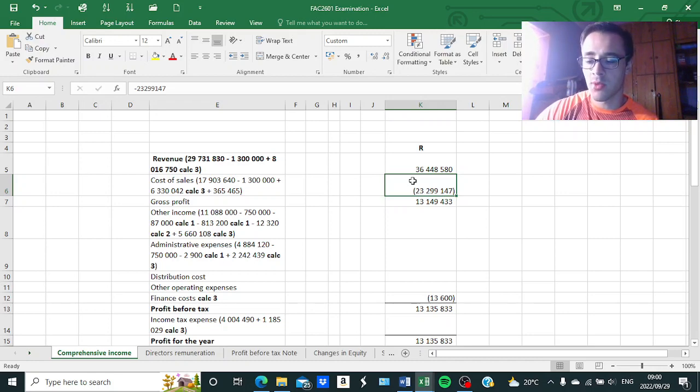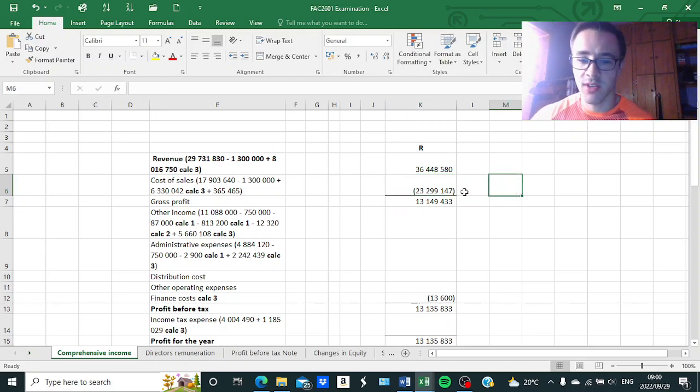I'm just going to do it on my calculator. 17,903,640 minus 1.3 million, the elimination of intergroup sales, plus the amount of cost of sales for the post-acquisition period for the subsidiary, and then we have added the unrealized profit included in closing inventory, and that will give us an amount of, we have actually calculated this, it's just for confirmation, 23,299,147. I've just made sure that we have calculated that correctly.